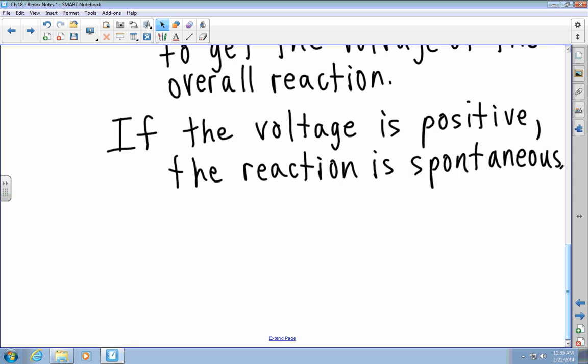And if you want that reaction to go, you'll have to apply an external source of electricity to make it go. So a positive voltage, the reaction will just go by itself. A negative voltage, it won't. You'll have to apply an external source of electricity to make it go.